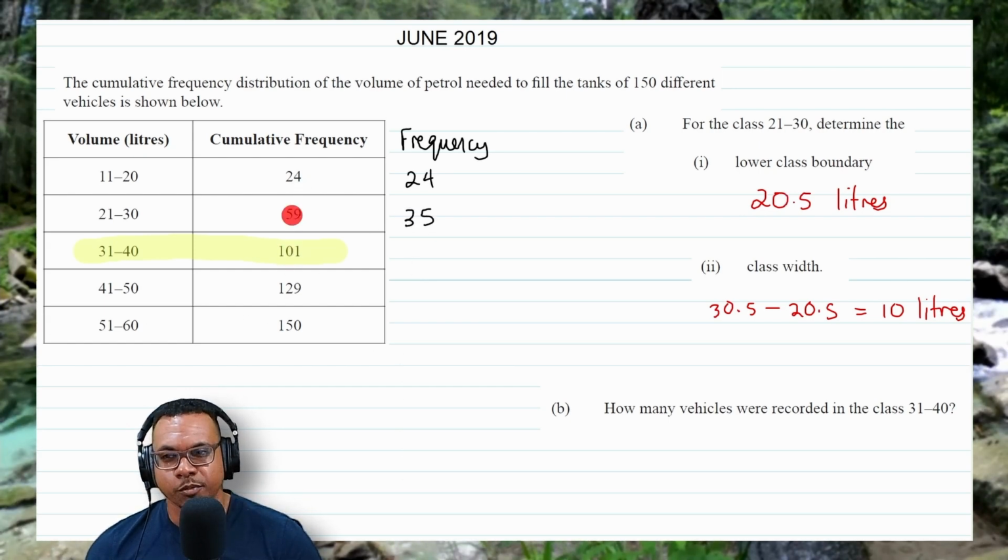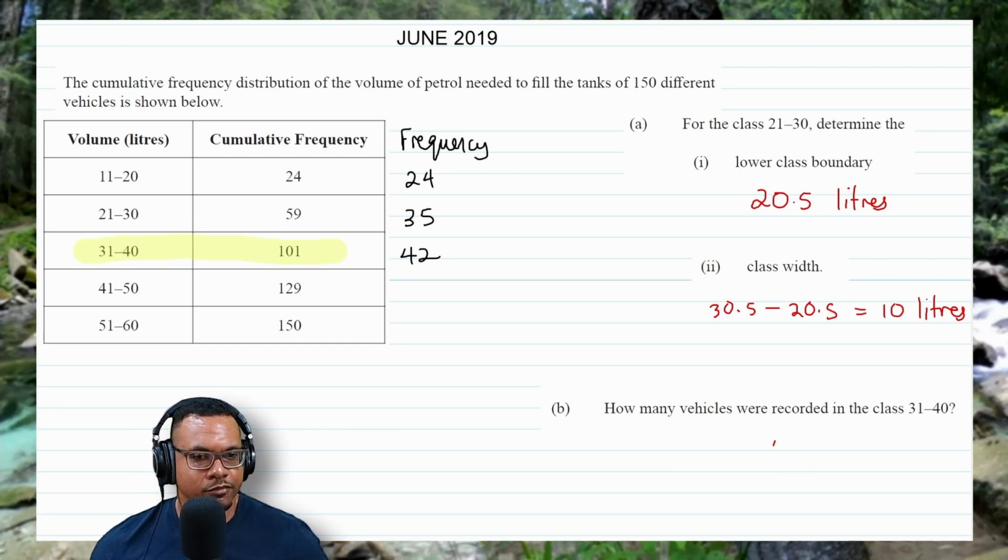So 101 take away 59 will give the frequency that's supposed to come here for the class interval 31 to 40. So 101 take away 59 is equal to 42. So there are 42 vehicles within this class interval 31 to 40. All right, so the answer here would be 42.